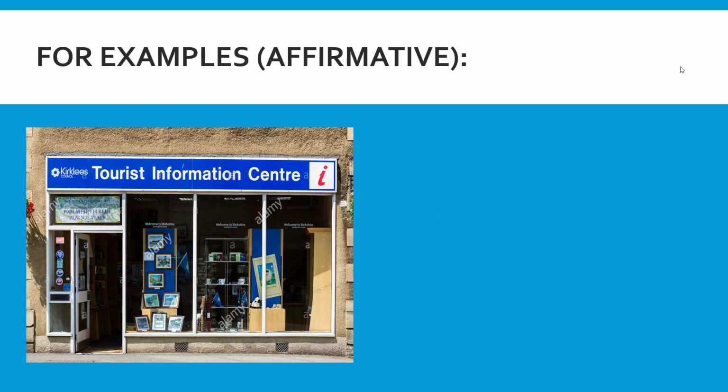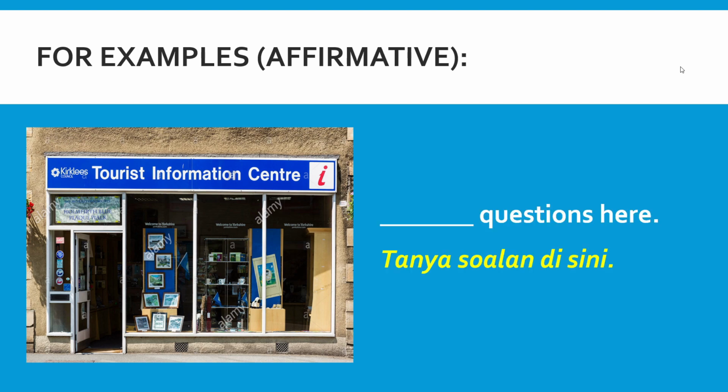Next, tourist information center. What can you do at a tourist information center? You can ask questions in this center if you're a tourist somewhere else. So, how are you going to make this become an affirmative imperative sentence? Blank questions here. Tanya soalan di sini. So, automatically you know that the answer here should be ask. Ask questions here.